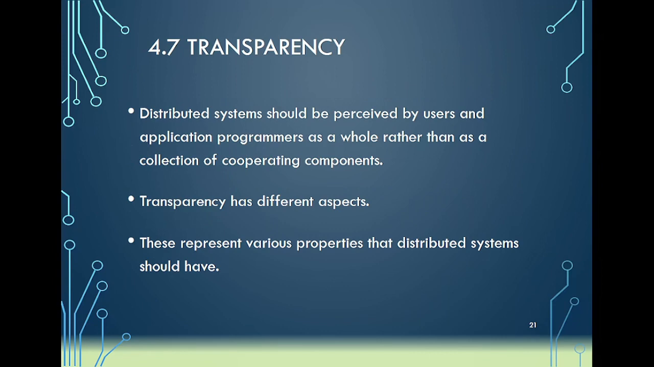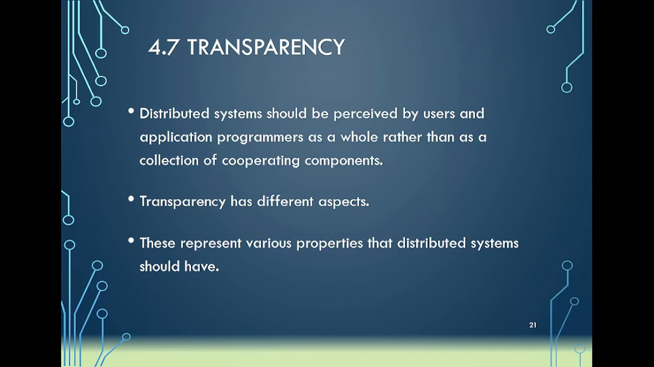We also have transparency, and I think we are going to take time to understand how these particular distributed systems implement their transparency. How are they transparent? So distributed systems should be perceived by users and application programmers as a whole, rather than as a collection of cooperating components. You remember I gave an example of visiting the Google website. What presents itself is one application. So the user looks at it as a whole, but not being given different options. So whatever happens behind the scenes is taken care of.